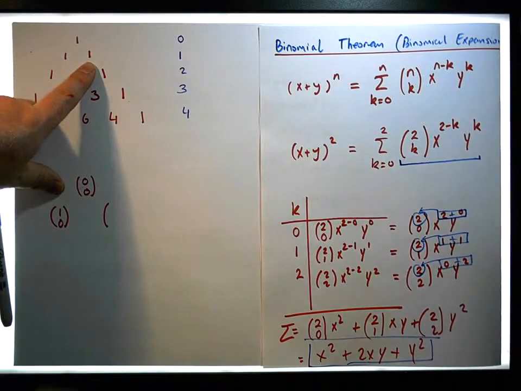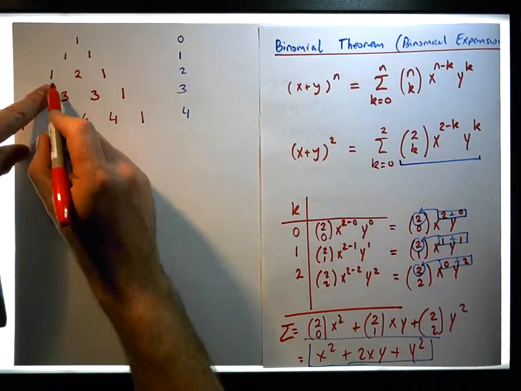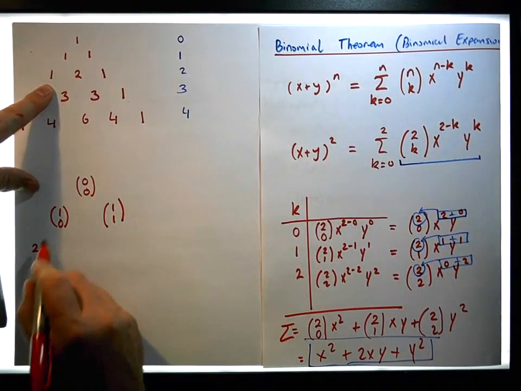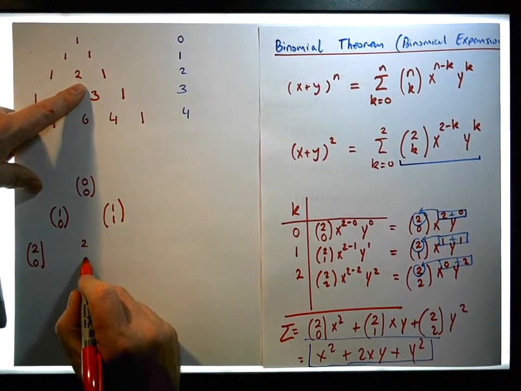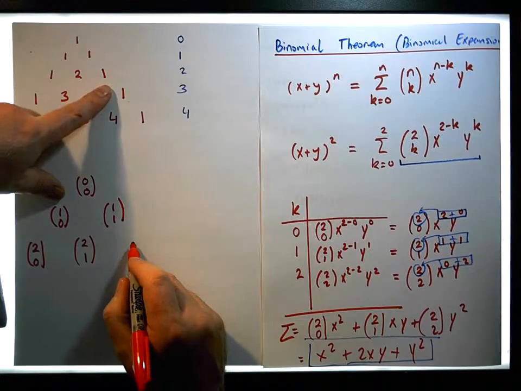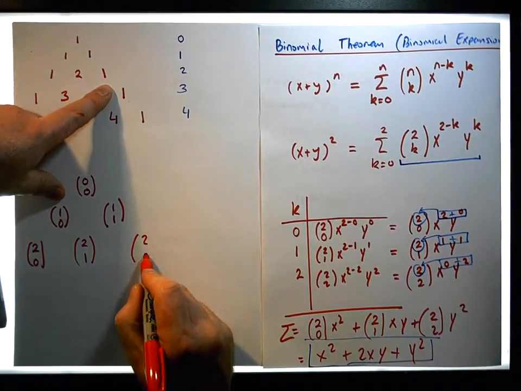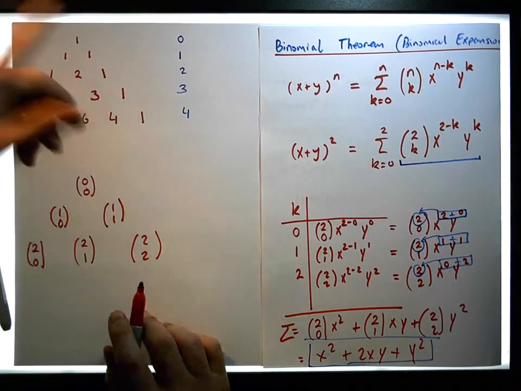From a binomial coefficient perspective, this is 1C1. This entry here is on row 2, so it's 2, and it's the first entry at position 0. This entry is on row 2, but now it's at index 1, and this entry here is on row 2, but it's index 2. Index 0, index 1, index 2.